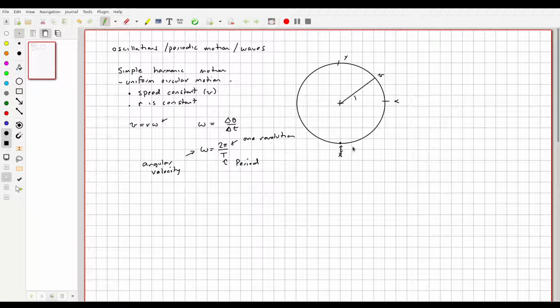So if somebody were to ask you, how frequently do you see this mass go by? You'd say, I see it once every hour. Now, the hour here would be the period of this thing's orbit, or the period of this thing's motion. So when somebody asks you how frequently this thing goes by, what they're asking you for from a physics standpoint is something called frequency.